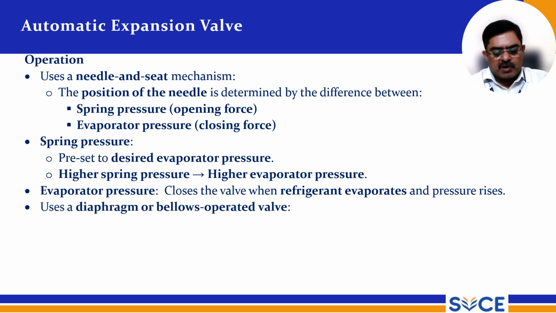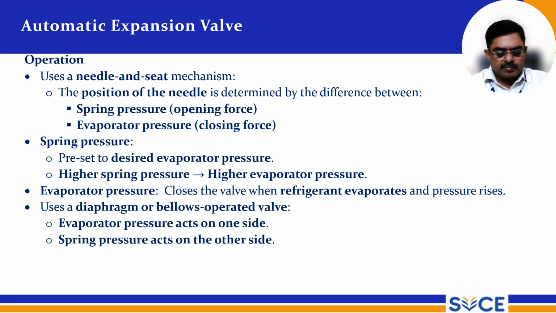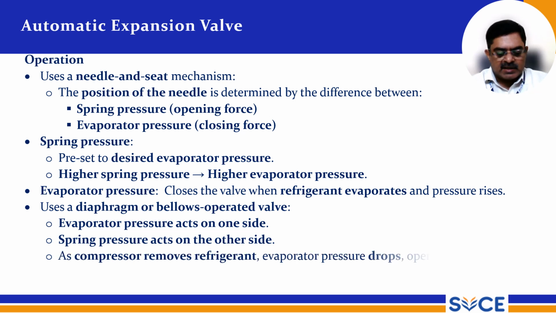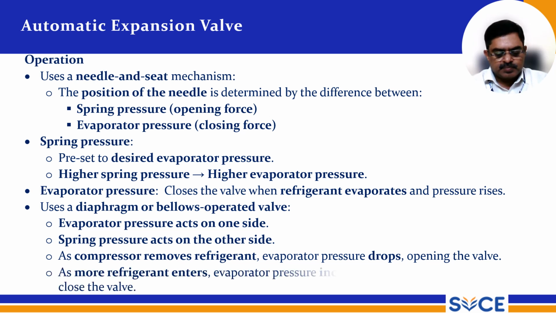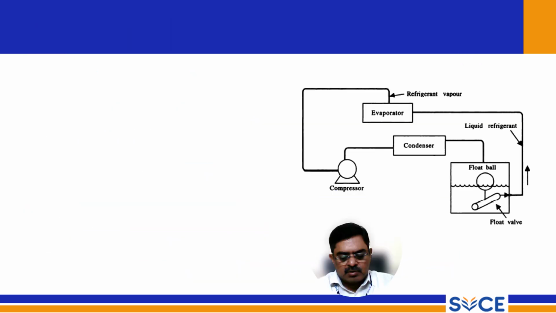It uses a diaphragm or bellows operated valve. So evaporator pressure acts on one side and the spring pressure acts on the other side. As the compressor removes refrigerant, evaporator pressure drops. So more refrigerant enters, evaporator pressure increases, and now it forces the diaphragm to close the valve.